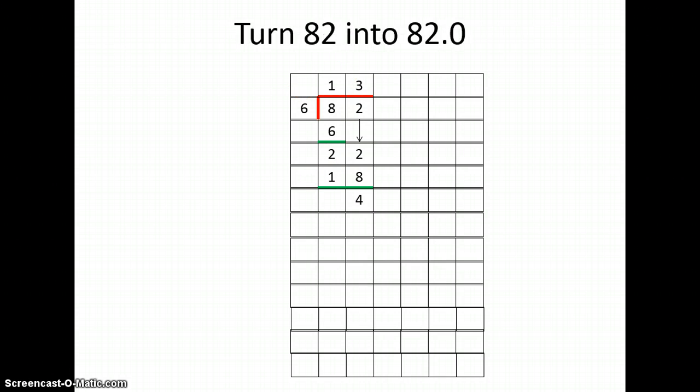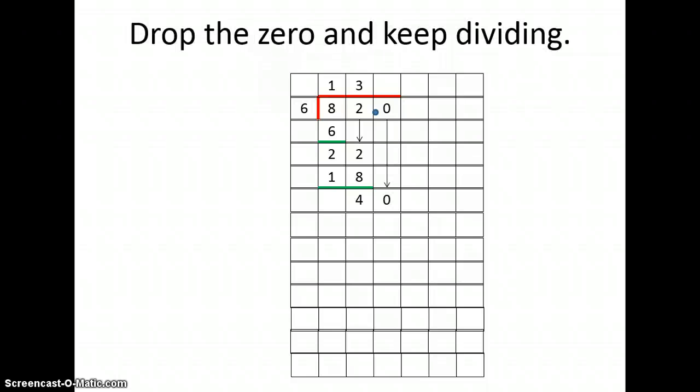Now, since I have a remainder and I don't want one, I'm going to turn 82 into 82 and 0/10, because that doesn't change the value of 82. And once I do that, I can bring my 0 down. Now I ask myself, how many times does 6 go into 40? That's 6 times. 6 times 6 is 36, and 40 minus 36 is 4.